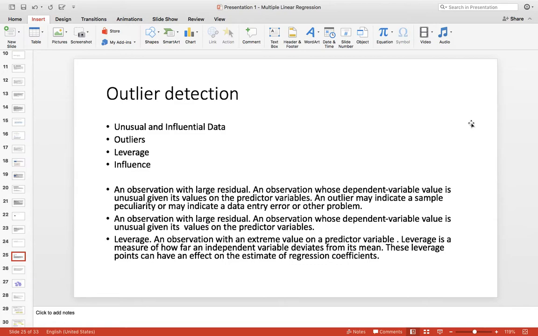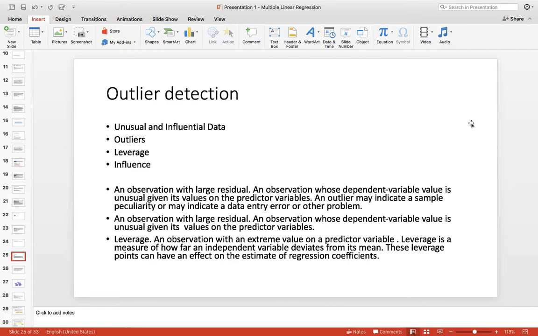An observation whose dependent variable value is unusual given its value of its predictor variable. An outlier may indicate a sample peculiarity, or may indicate a data entry error or other problem. So you can get an outlier. So an observation with a large residue, an observation whose dependent variable value is unusual given the value of its predictor variable, is also called an outlier.